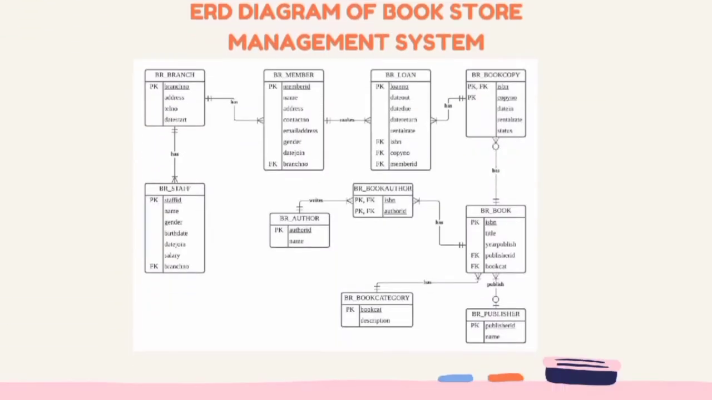This is our ERD diagram for the bookstore management system. You can see 10 entities and their attributes. There are PR branch, PR staff, PR member, PR loan, PR book copy, PR book, PR book author, PR author, PR book category, and PR publisher.